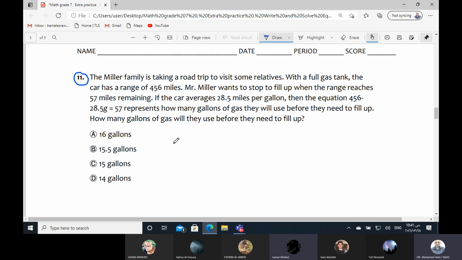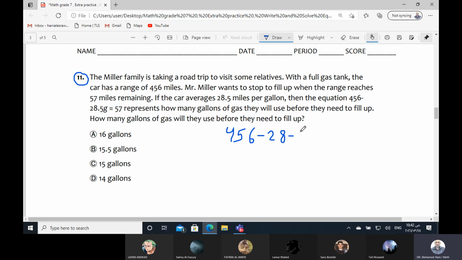The Miller family is taking a road trip to visit some relatives. With a full gas tank, the car has a range of 456 miles. Mr. Miller wants to stop to fill up when the range reaches 57 miles remaining. If the car averages 28.5 miles per gallon, then the equation 456 minus 28.5G equals 57 represents how many gallons of gas they will use before they need to fill up. How many gallons of gas will they use before they need to fill up?